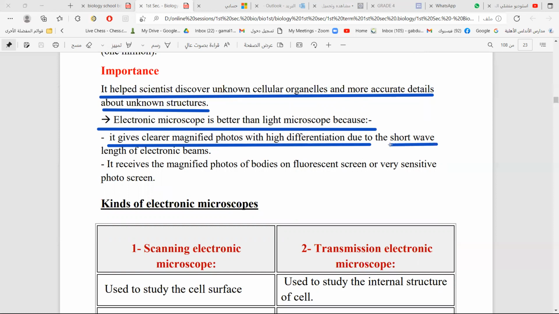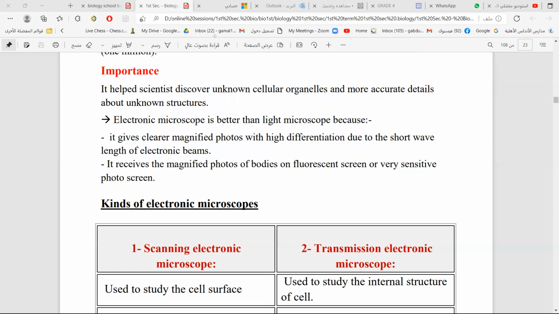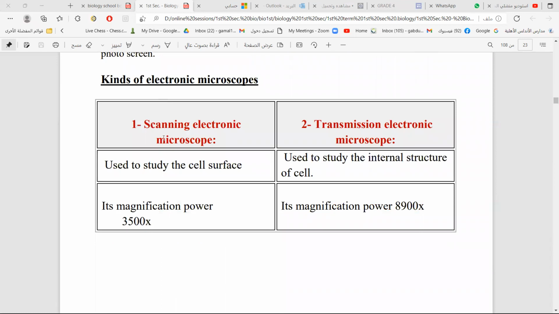It gives photos with high pixels. It depends on the wavelength of the electron beam. The wavelength is very small, so you can see more details. It receives the magnified photo of the bodies on a fluorescent screen or on a very sensitive photo screen. So the electronic microscope is better than the light microscope. You can magnify more than 1 million times, but with the light microscope you can magnify only up to 1,000 times.